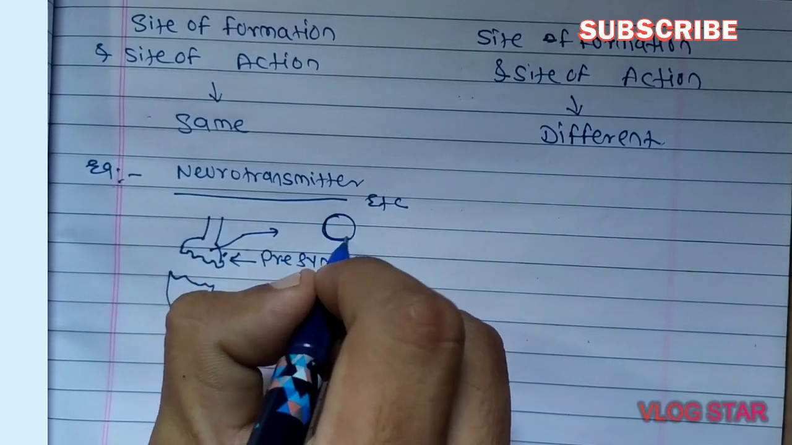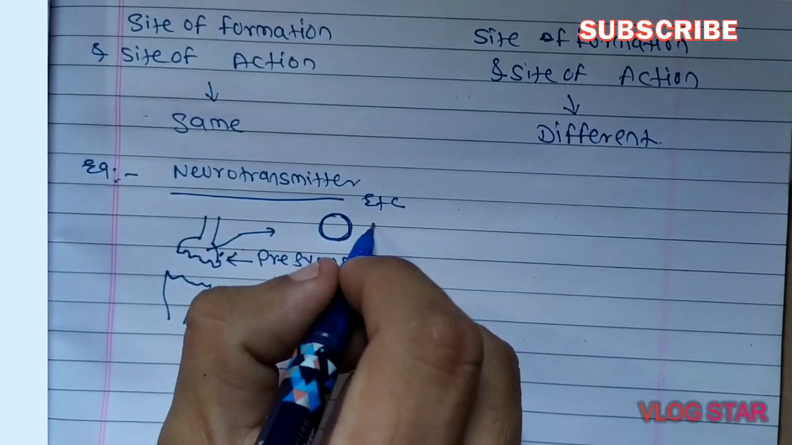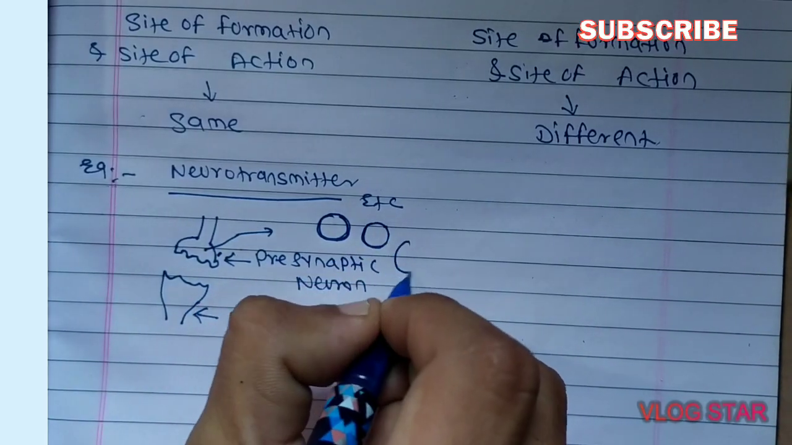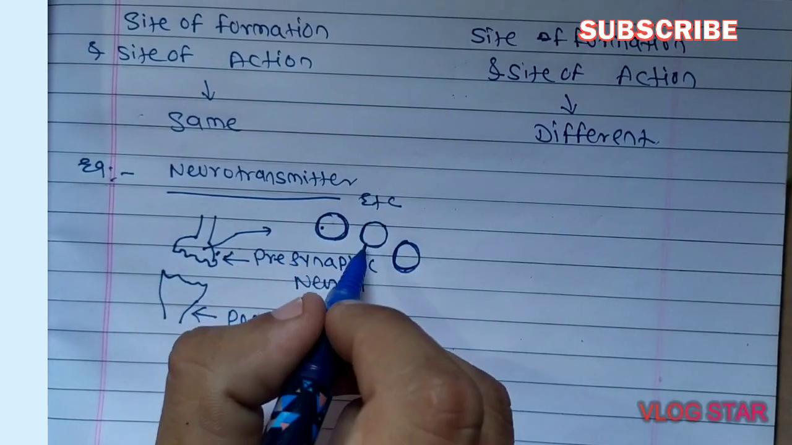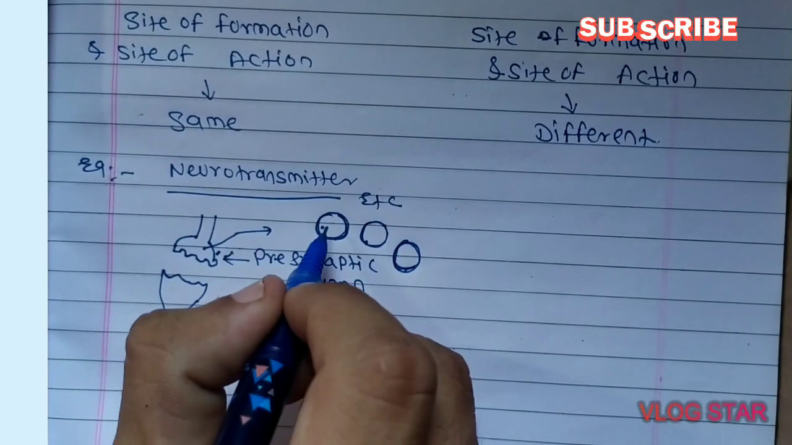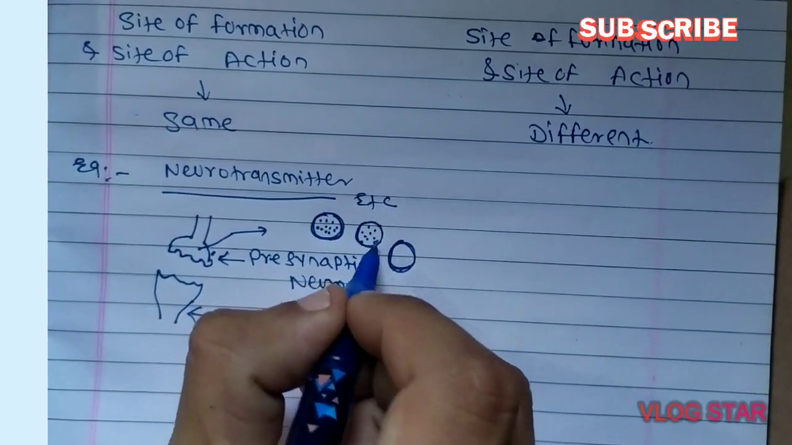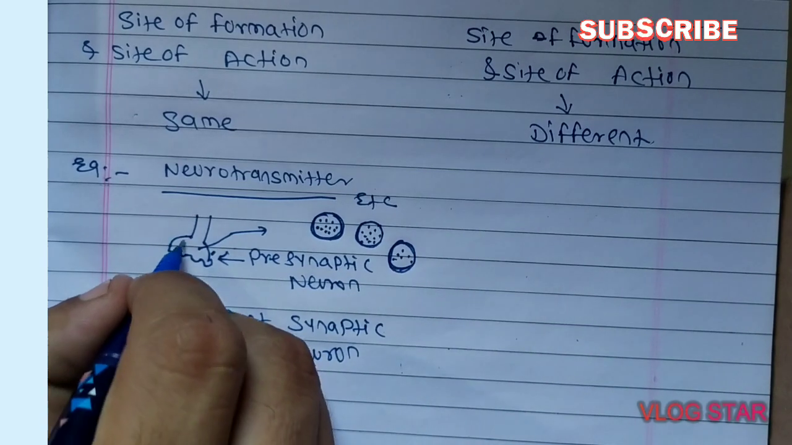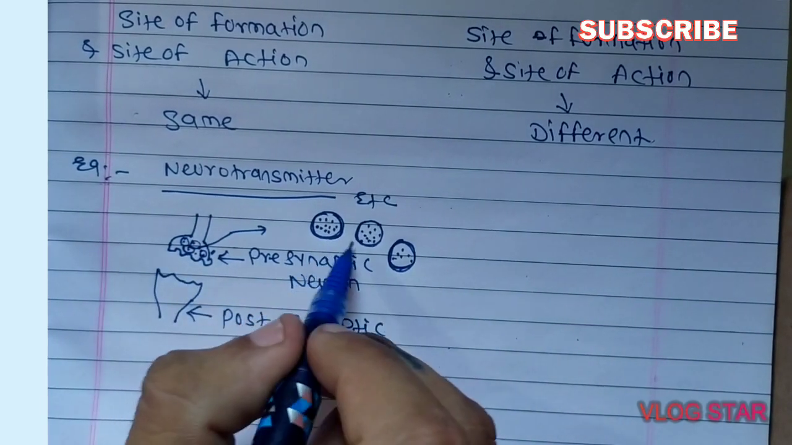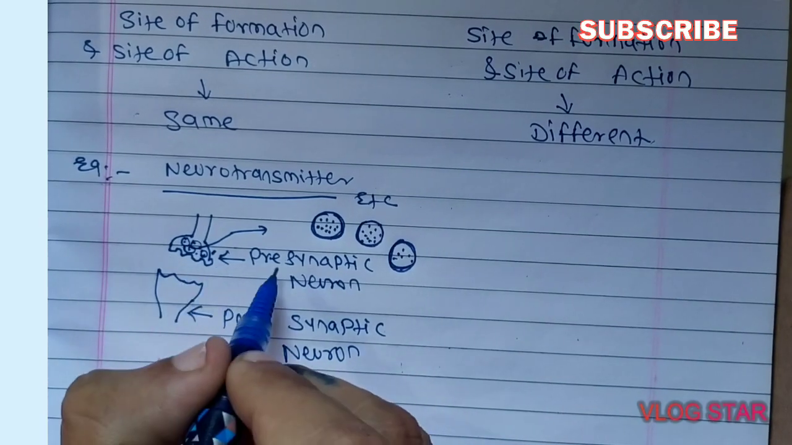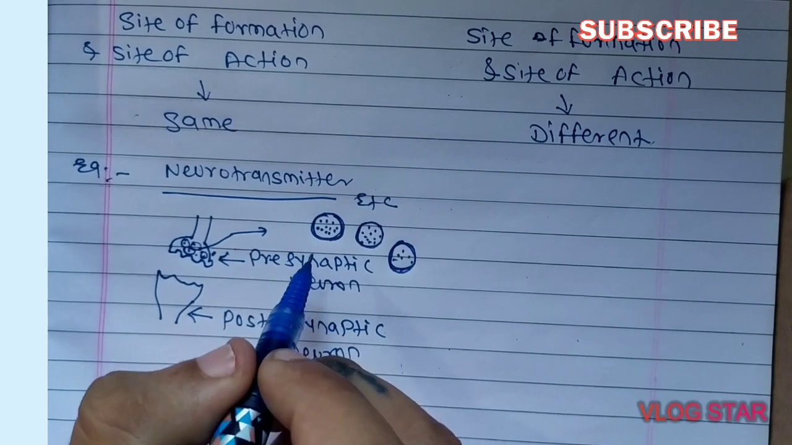The terminal button of the presynaptic neuron consists of a number of small synaptic vesicles. This is one synaptic vesicle, this is another, and this is another. Each synaptic vesicle consists of a number of neurotransmitters.